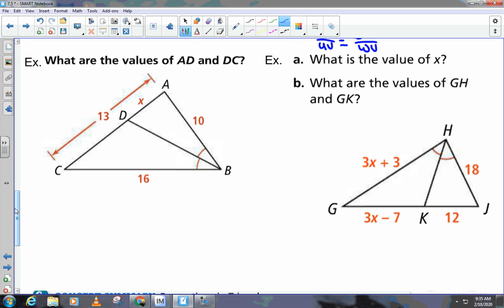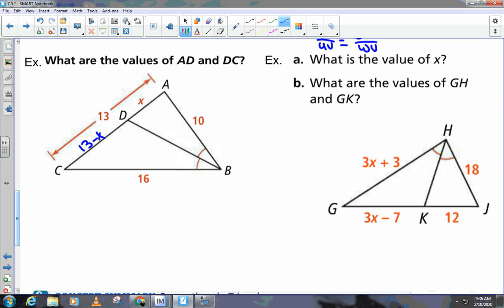This one's set up just a little bit differently. AD is X, the whole thing is 13. How am I going to represent CD? We don't want to use Y because that introduces another variable, but we could use it in terms of X, and that would be 13 minus X, right? Once we get that set up, we can now set up a proportion.